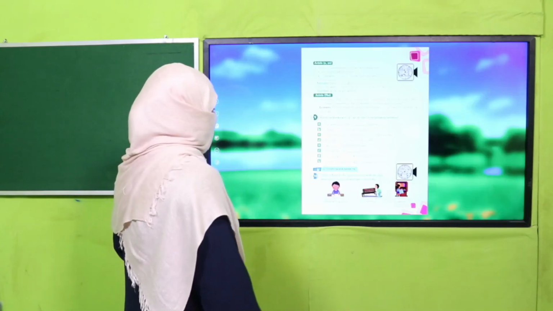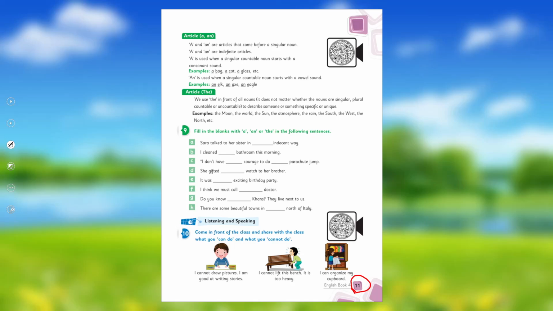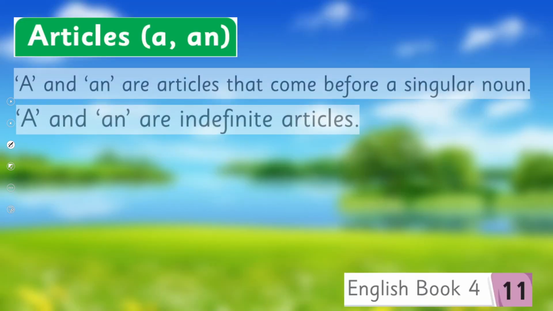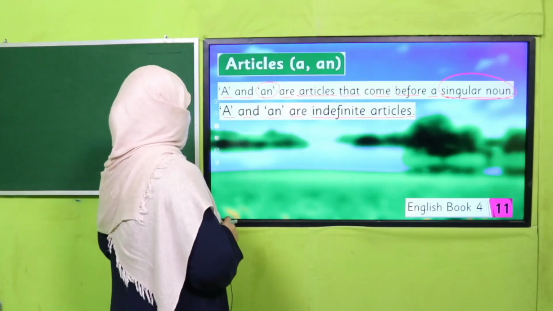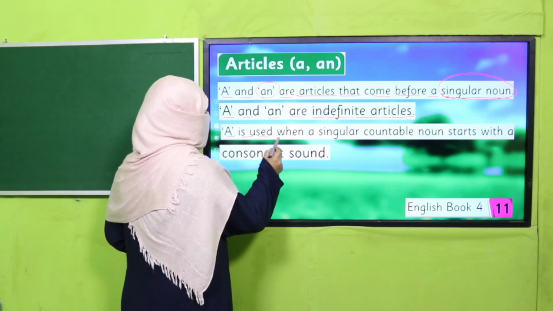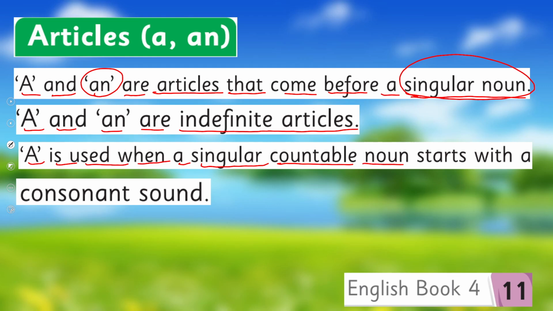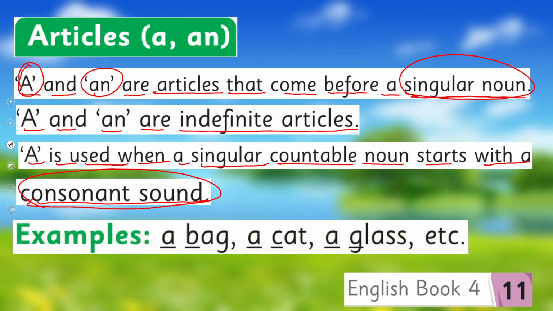Now, all of you open your book on page number 11. Let's see what your book says about it. Articles a or an: a and an are articles that come before a singular noun. A and an are indefinite articles. We use a or an with a singular noun when its identity is general or not known. One thing more: a is used when a singular countable noun starts with a consonant sound. For example, a bag, a cat, a glass, etc.